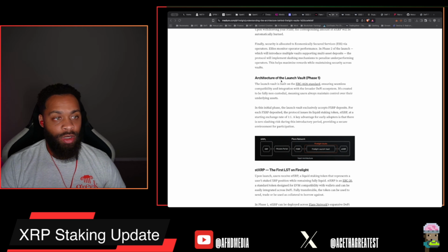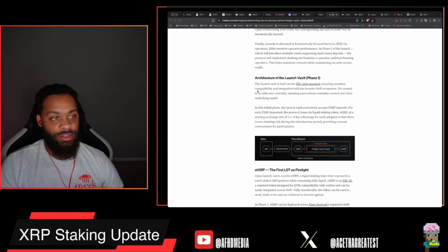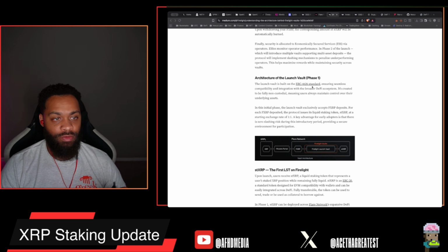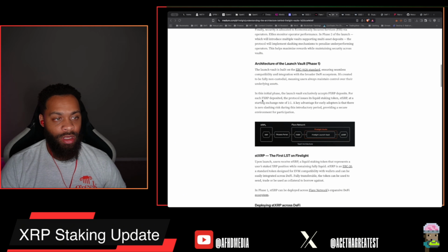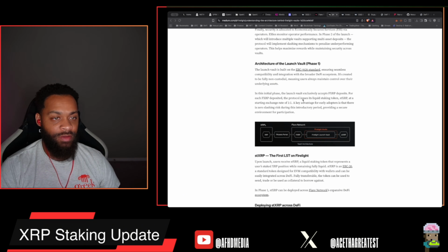All right, so moving on. Architecture of the launch vault, which is part of phase one. The launch vault is built on the ERC 4626 standard, ensuring seamless compatibility and integration with the broader DeFi ecosystem. It's created to be fully non-custodial, meaning users always maintain control over their underlying assets. In this initial phase, the launch vault exclusively accepts FXRP deposits.